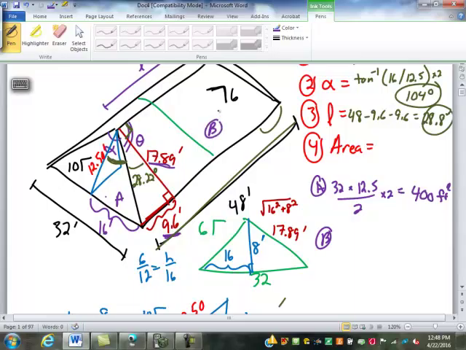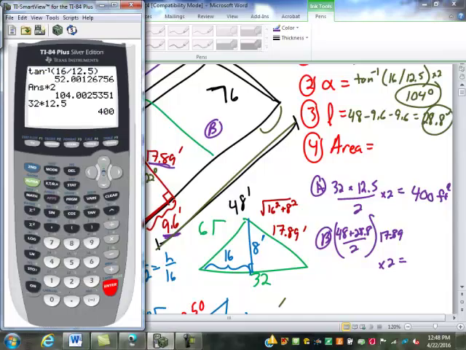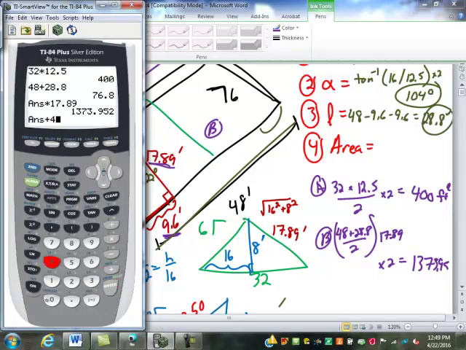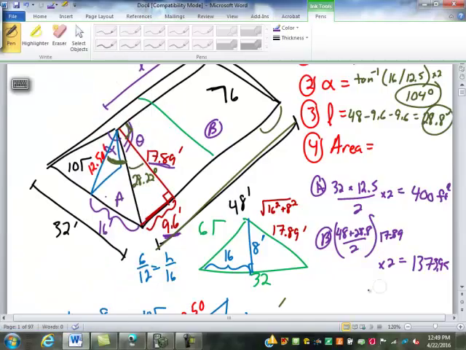Area B will be the trapezoids. That's going to be 48 plus 28.8 divided by 2 times the height of 17.89, and then of course times 2 because there's two of those. So we get for the two of them 1373.95. 48 plus 28.8 divided by 2, you're averaging the two bases of the trapezoid. So to that we're going to add our 400. We get 1773.95.